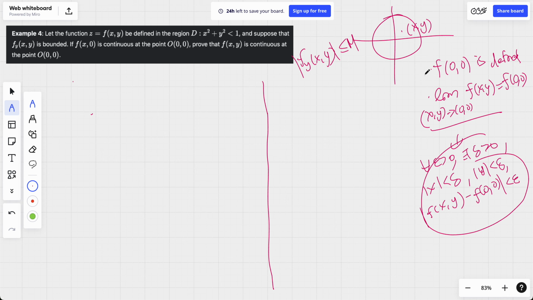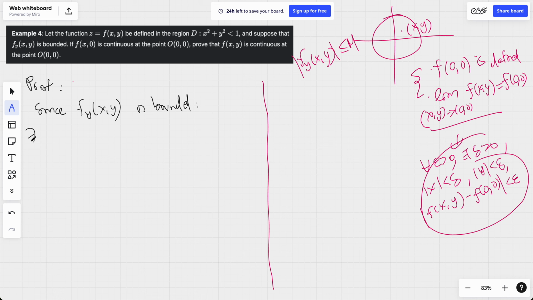So if we can prove these two things are true, then that means that this function is continuous at the point (0, 0). So now we're gonna go with the proof. So first, we're gonna write proof. So first, we're gonna use the first condition they gave us, that the y partial derivative of this function is bounded. So f_y of (x, y) is bounded.